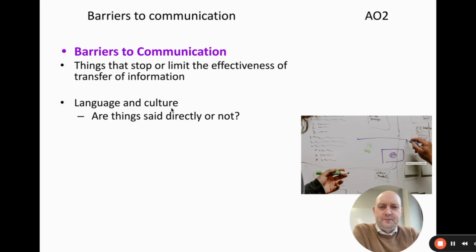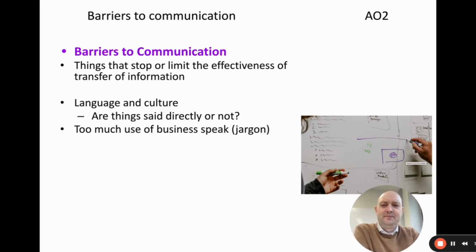But culture as well. So in some cultures, if somebody has a problem, they'll say it directly and say, my problem is X, Y, Z. Some cultures, they might not say that. They might skirt around the issue more. And that can be confusing because people might expect people to say things directly, but then it doesn't happen. And then they get confused because no one said it.